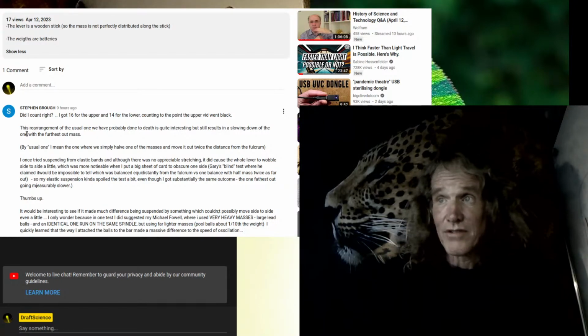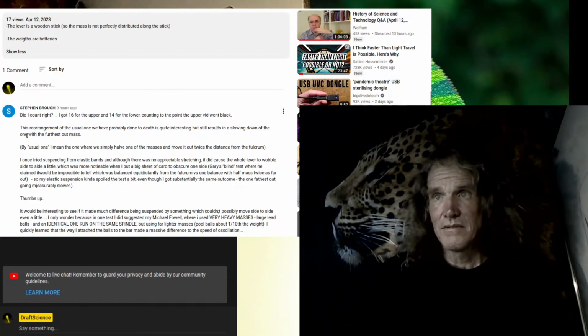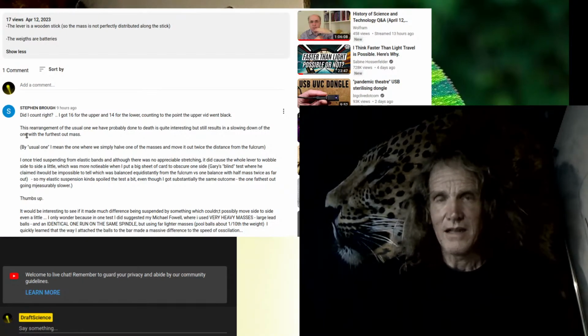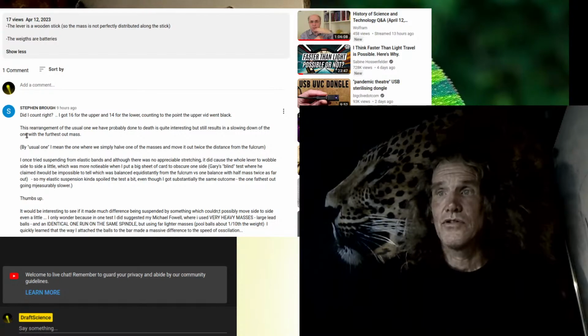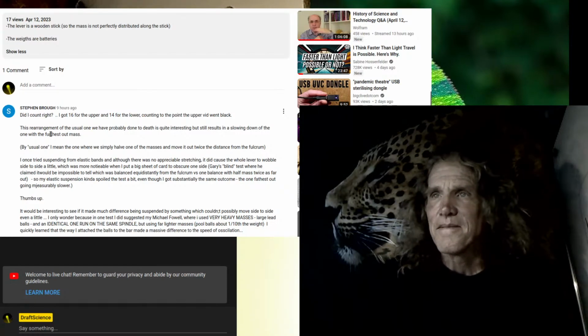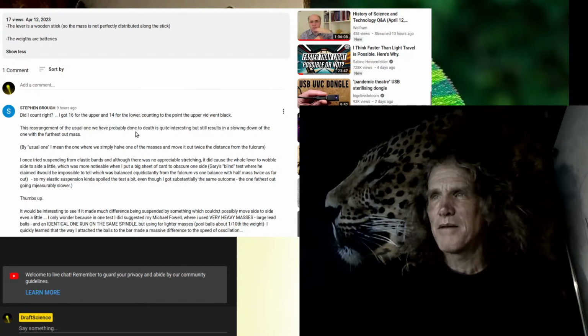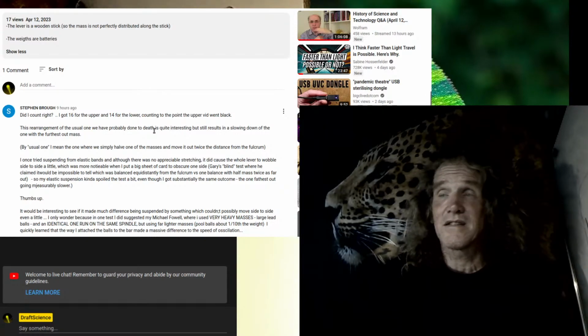One of the levers has less energy in it. One of them only has 2 batteries, one has 3. One of them has 2 units of weight, one has 4 units of weight. Yeah. Anyway, this rearrangement of the usual one we have probably done to death. Yeah, done badly. So let's just point that out.